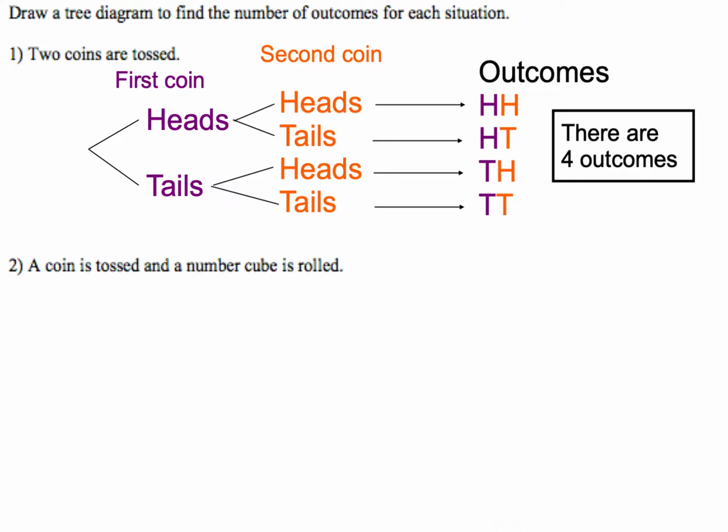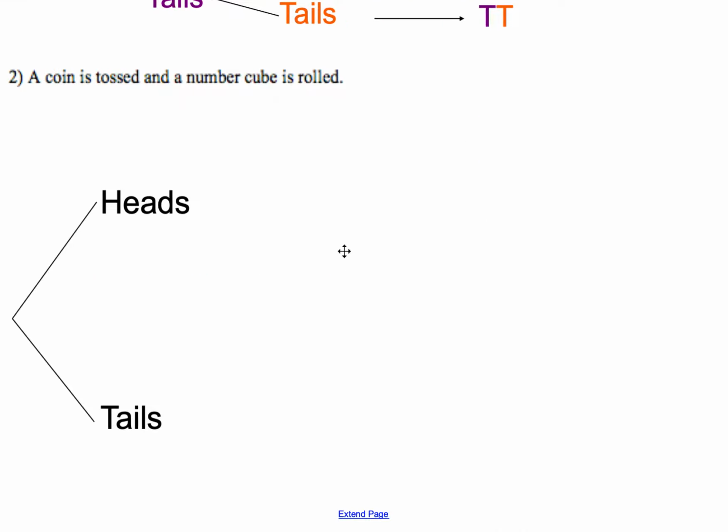Let's look at the next example. By the way, again, you can pause and rewind and look at these more closely if you need to. A coin is tossed and a number cube is rolled. Well, our first situation here is flipping and getting heads or getting tails. Let me scroll down here. Maybe I will. Oh, my mouse is not turned on. Okay, so we get heads or tails.